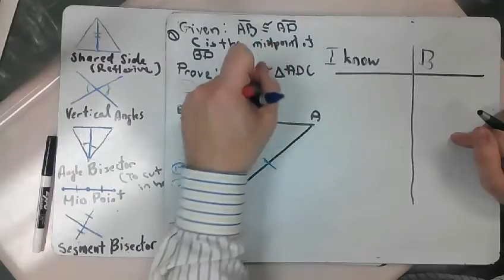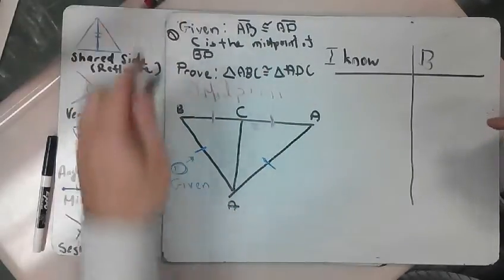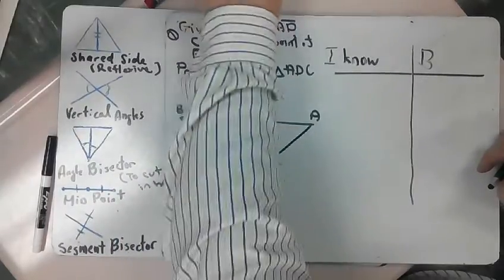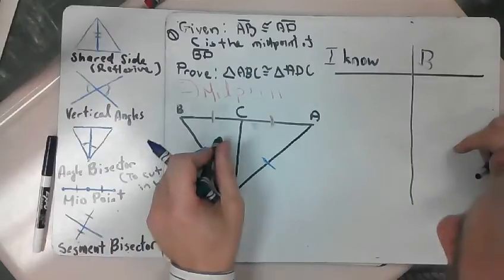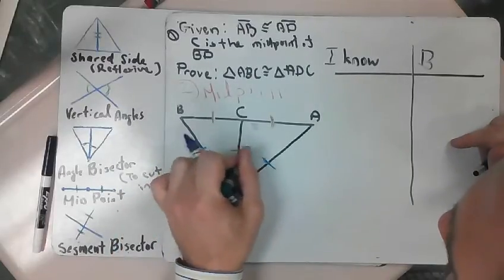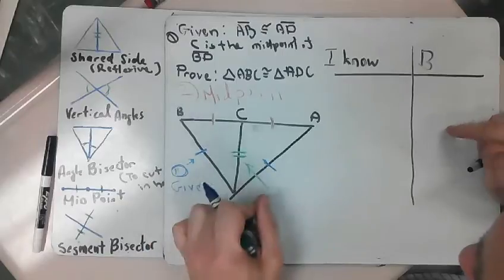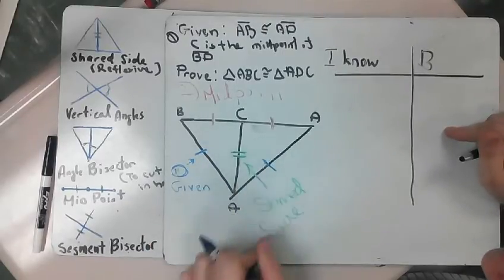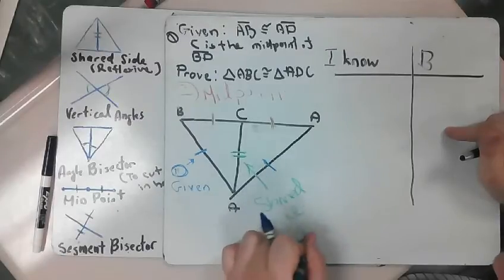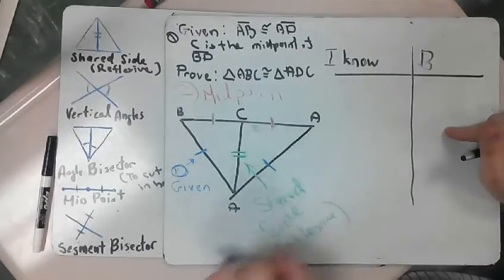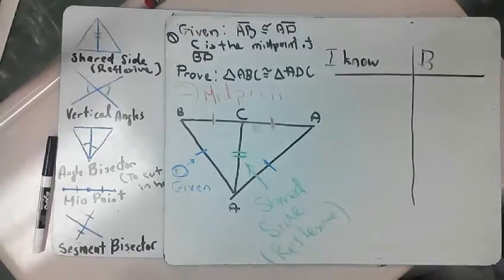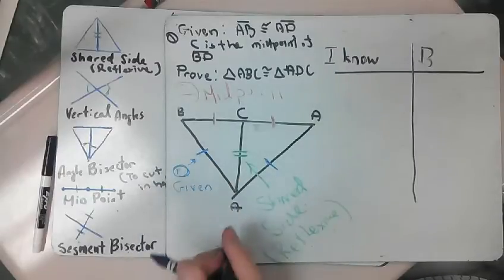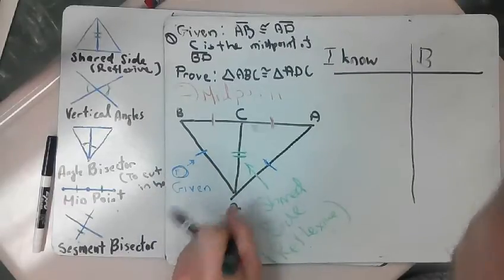The red obviously doesn't write as well as the blue. Next, we need one more part here. Well, I have a shared side right here. That is a shared side, or reflexive, whichever word you want to use. We're not going to get hung up on vocabulary here. So that is the reflexive property, or shared side, and we're going to say that's line 3.